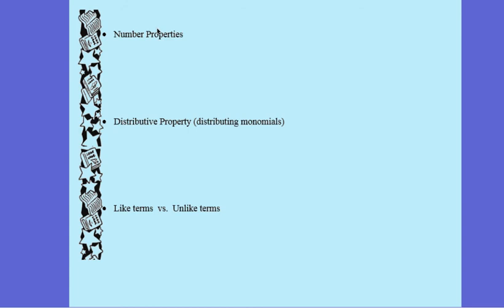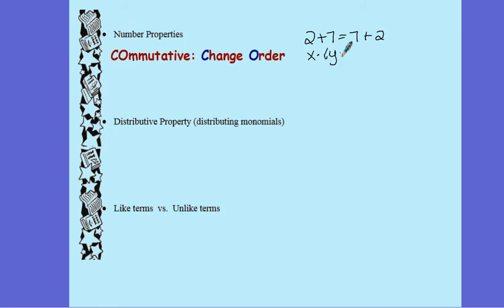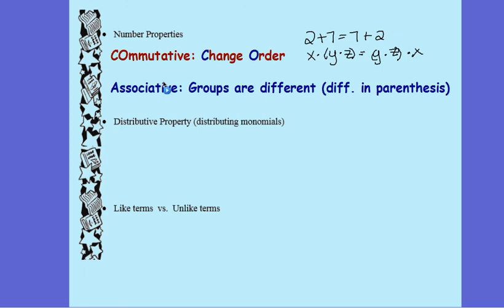Next up, we talked about number properties. The commutative property is when you're allowed to change the order. This holds true for addition and multiplication. 2 plus 7 is the same as 7 plus 2. X times y times z is the same as y times z times x. I change the order, the answer stays the same.